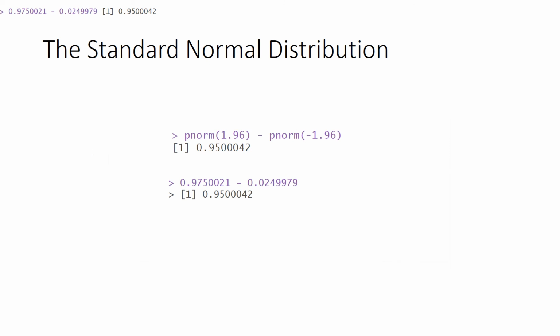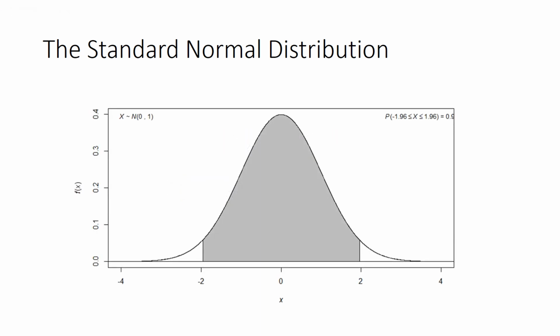To find the area between z equals 1.96 and z equals minus 1.96, you can subtract one pnorm function from the other. This is the same as saying 0.9750021 minus 0.0249979. This slide shows that the middle 95% of the area under the normal distribution is plus and minus 1.96 standard deviations from the mean. And this slide shows the middle 95% of the area.